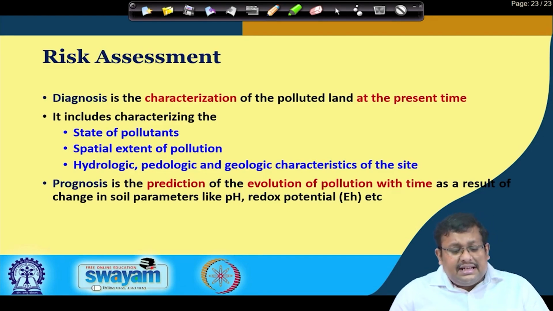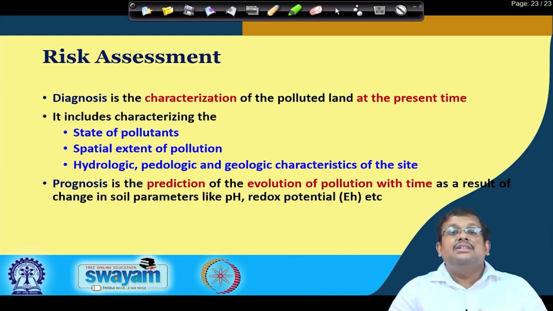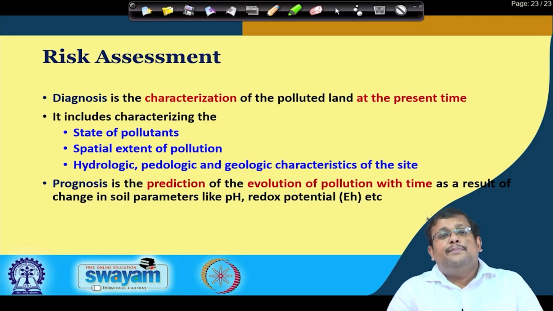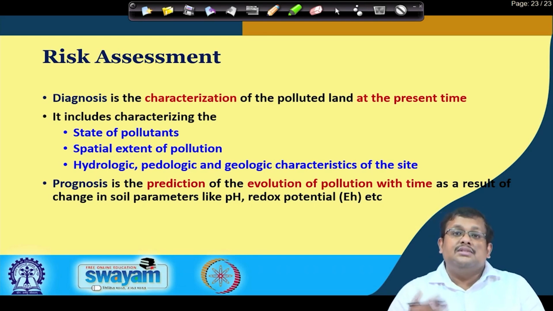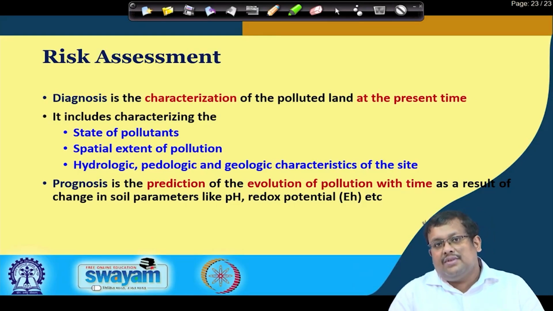Now, in risk assessment, diagnosis is the characterization of the polluted land at the present time, and it basically includes characterizing the state of the pollutants and the spatial extent of the pollution, and the hydrologic, pedologic and geologic characteristics of the site, whereas prognosis is the prediction of the evolution of the pollution with time as a result of change in soil parameters like pH, redox potential, etc. So, one is the current characterization of the pollution, that is diagnosis, and the prognosis is the prediction of the evolution of the pollution.